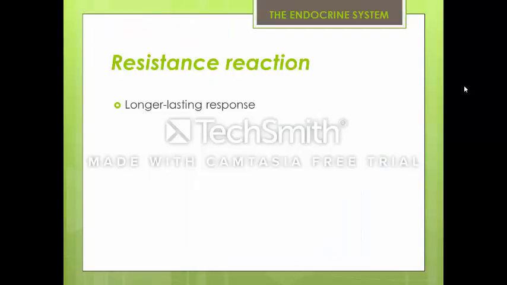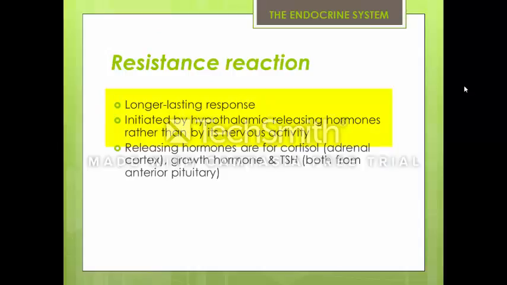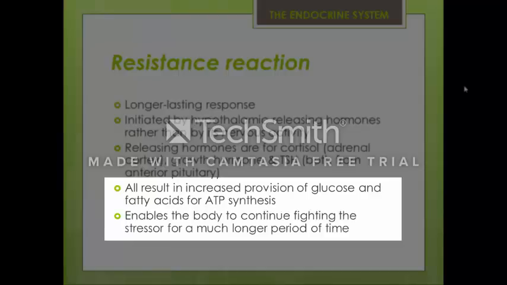The resistance reaction is a longer lasting response that's initiated by hypothalamic releasing hormones rather than by nervous activity. The releasing hormones are for cortisol from the adrenal cortex, growth hormone and thyroid stimulating hormone, both from the anterior pituitary. All of this will result in increased provision of glucose and fatty acids for ATP synthesis. This will prolong the body's ability to continue fighting the stressor.